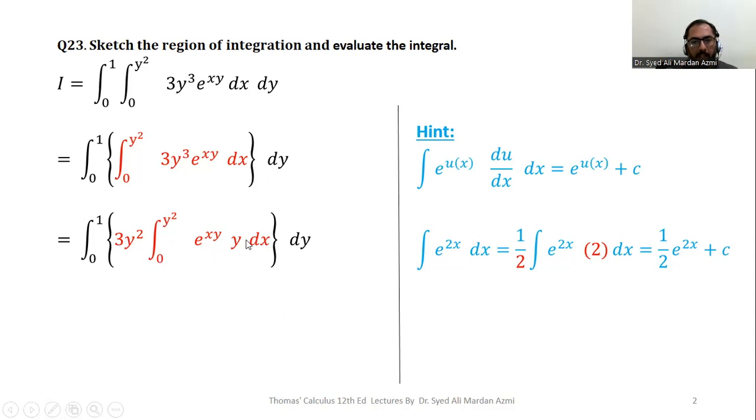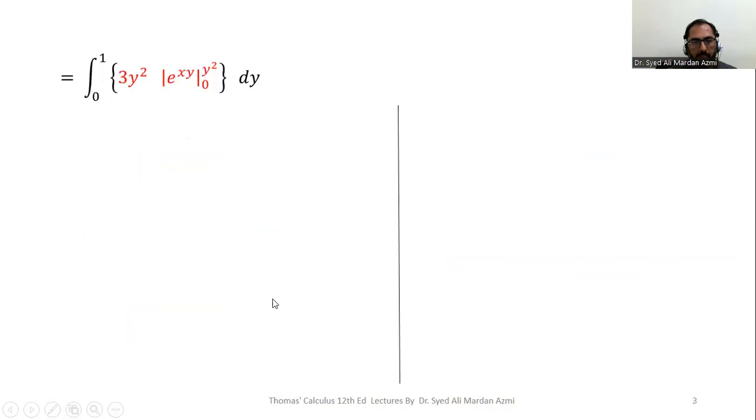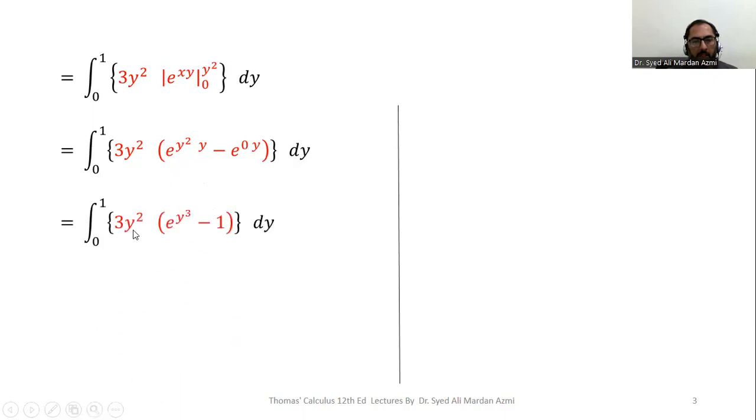Now, the integration of e raised to power xy multiplied by y with respect to x will be e raised to power xy. And in the next step, we will apply the limits 0 to y square for this particular function. So we have applied the fundamental theorem of calculus. We have applied the upper limit, and we have replaced x with y square for the upper limit minus 0, we have replaced x with 0 for the lower limit. So we have 3y square times e raised to power y cube minus 1, since e raised to power 0 is 1.